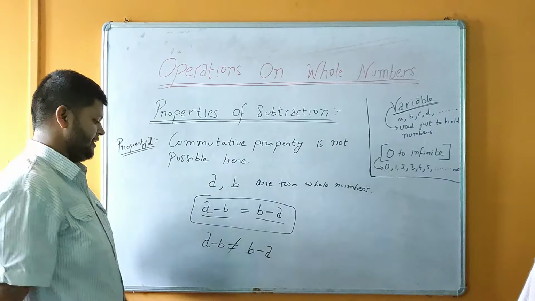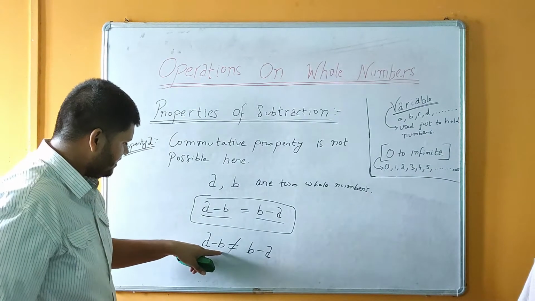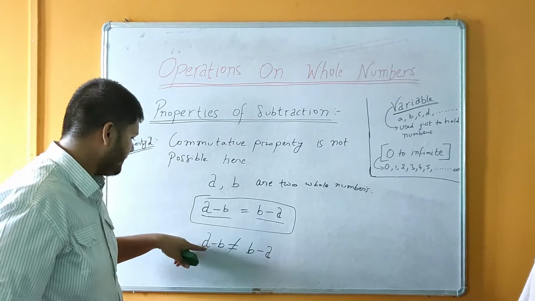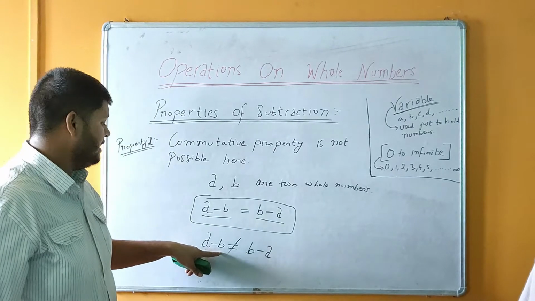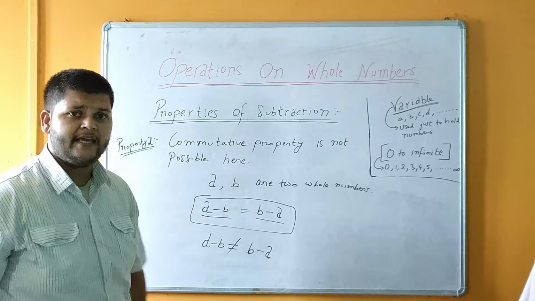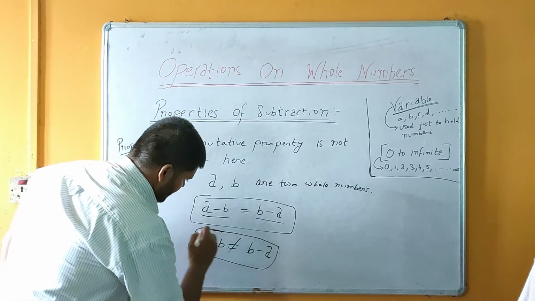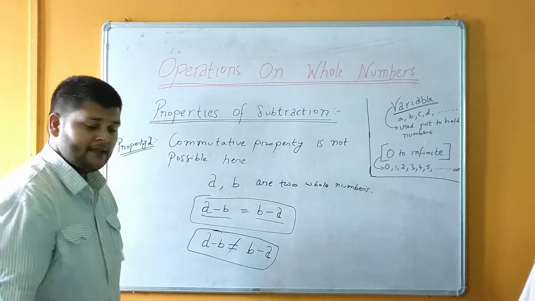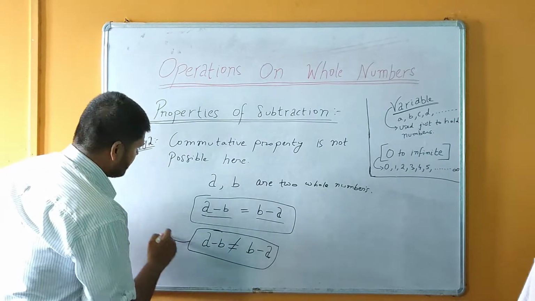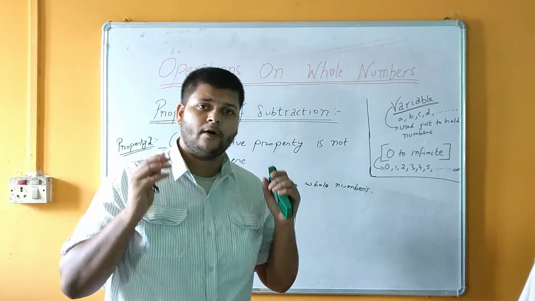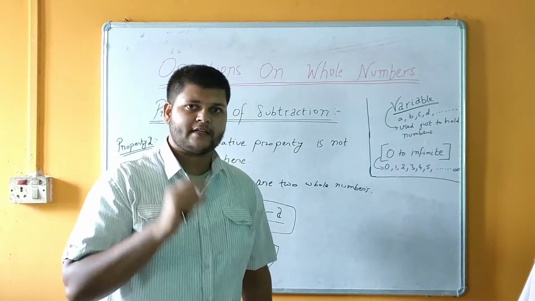You cannot write that. That means whatever result you produce by performing the operation A minus B will not be equal to B minus A. If you are not able to make them equal, then we can say we are not able to perform the commutative property in the case of subtraction. I hope you are clear.